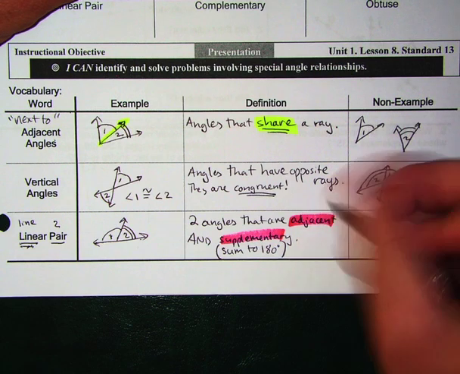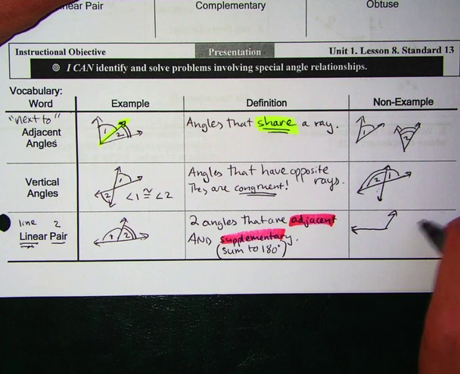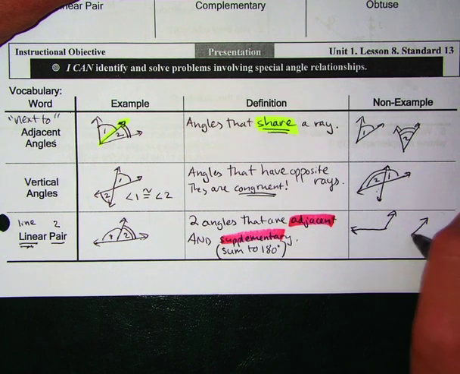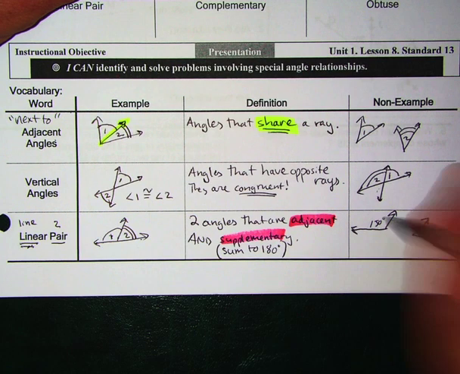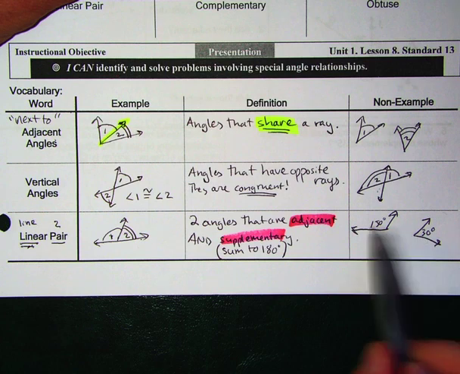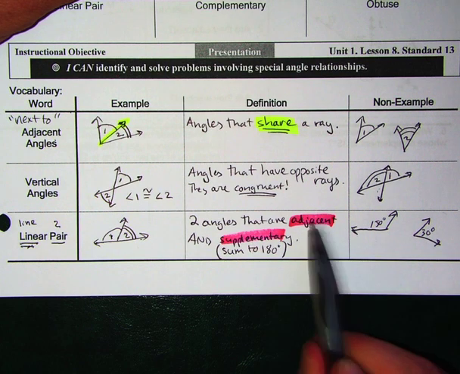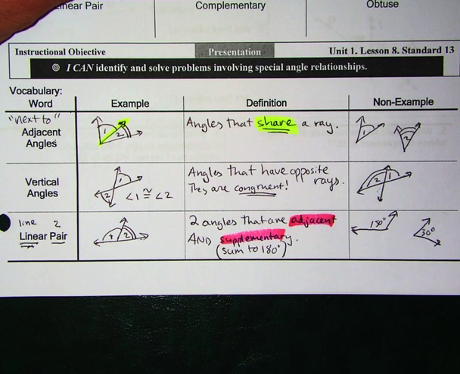A non-example would be, let's say I pull this angle out, let me move this angle over here. Let's call this one here 150 degrees. Let's call this one 30. Well, do they add up to 180? Sure, they're supplementary, but are they adjacent? No, they don't share the ray.